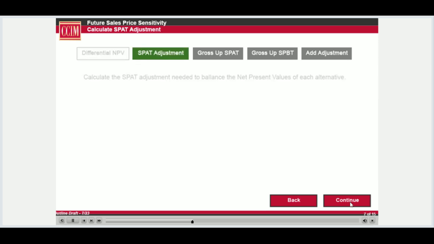Step 2. We now have the difference of the two alternatives in a present value, but we need to determine the amount of adjustment in the future that's needed. Our next step is to calculate the future sales proceeds after tax adjustment, an increase or decrease, that's needed at the end of the holding period to equalize the two NPVs.